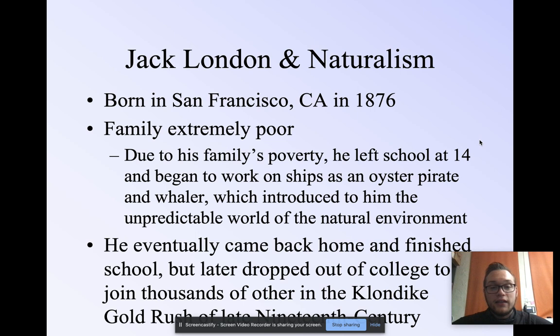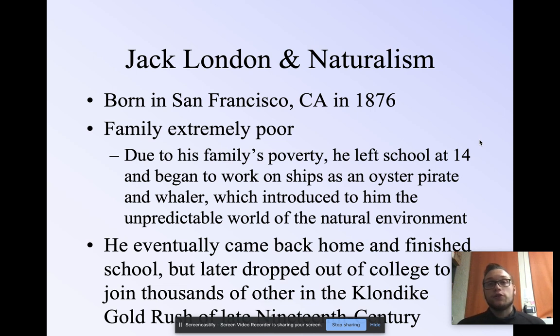After he had his stint on the ships and working those types of odd jobs, he eventually did come back to school. He did finish high school and he did go to college, but later he dropped out of college so he could do what thousands of other people before him had done, which was to join the Klondike Gold Rush. Now, it's really important, right out of the gate, to differentiate between the California Gold Rush and the Klondike Gold Rush, because they're not the same.